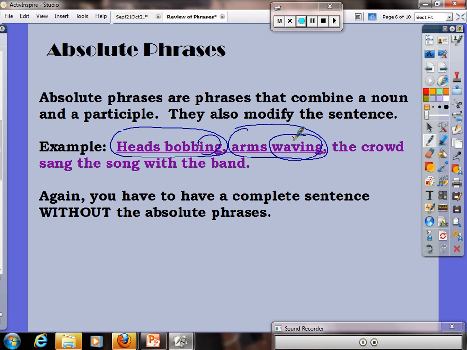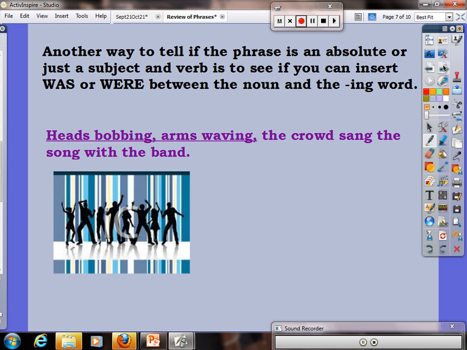And again, you have to have that complete sentence without the absolute phrases. So if I take them out, the crowd sang the song with the band makes total sense. So now I'm just adding things, because adjectives modify, they describe. Those two phrases are modifying the crowd, what the crowd is doing, who they are. And so they are what we call absolute phrases.